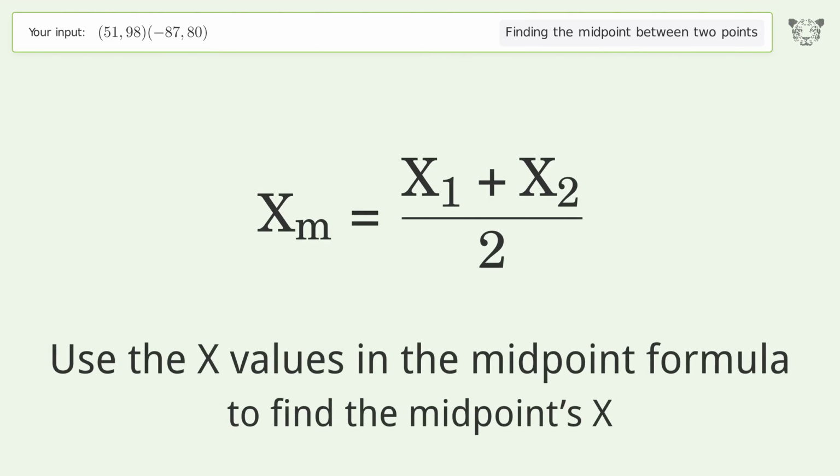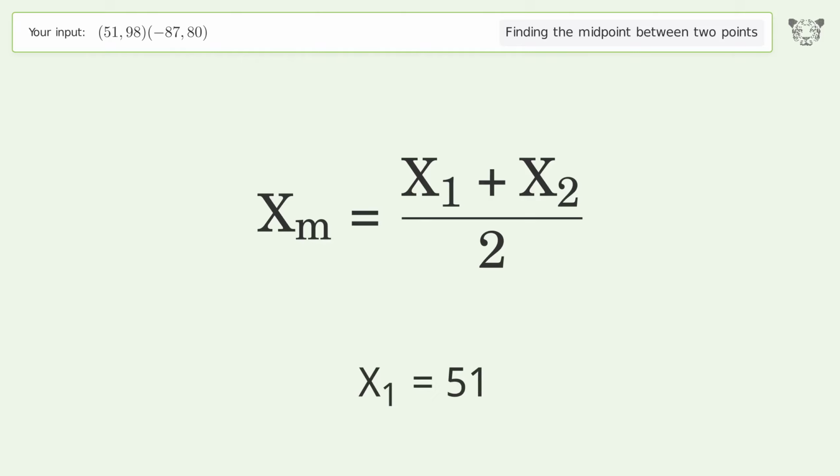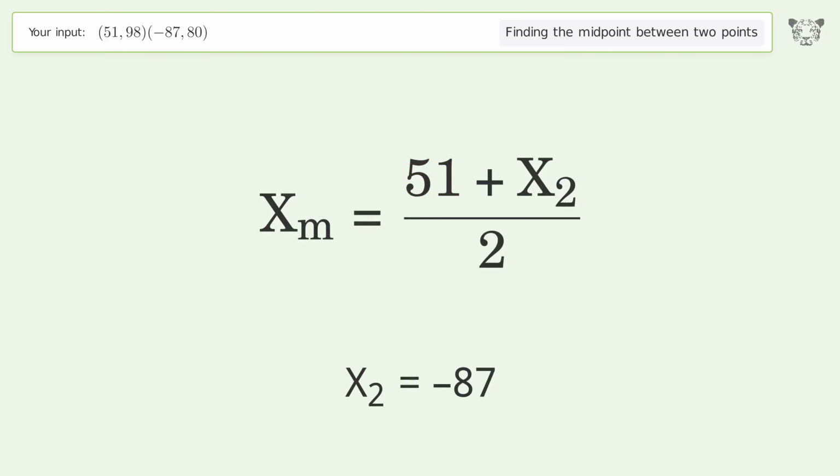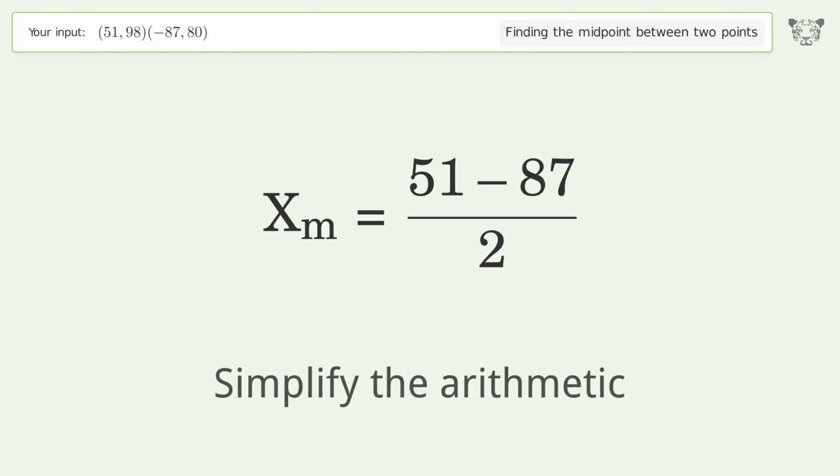Use the x values in the midpoint formula to find the midpoint's x. x1 equals 51. x2 equals negative 87. Simplify the arithmetic.